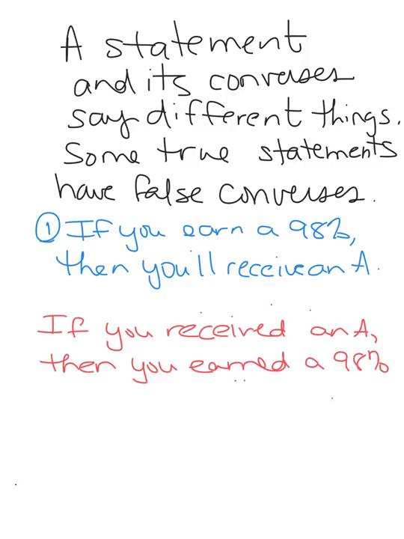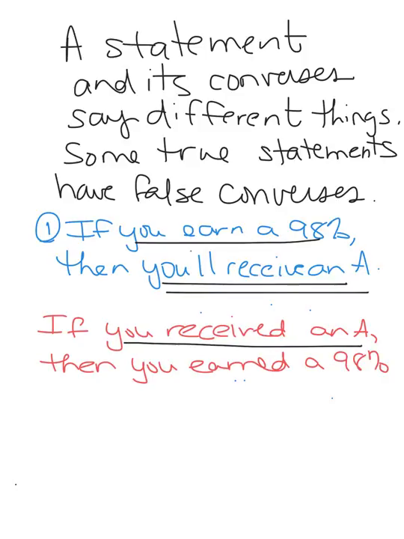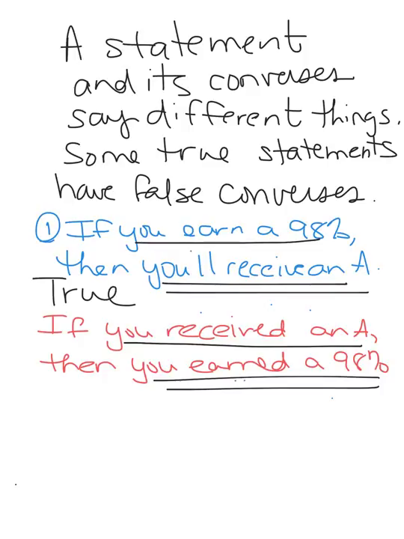So let's look at the statement we looked at earlier. It says if you earn a 98%, so that's my hypothesis, then you'll receive an A, so that's my conclusion. When I take my converse, I simply switch my hypothesis and my conclusion. So you'll receive an A, that's now my hypothesis, and my conclusion is you earned a 98%. Well, we assume that the original statement is true. When I look at my converse, it could be true, but in this case, it's false, because I can think of another grade I could get and still get an A. So instead of earning a 98%, I could maybe get a 94%. So in that case, that makes that statement false.